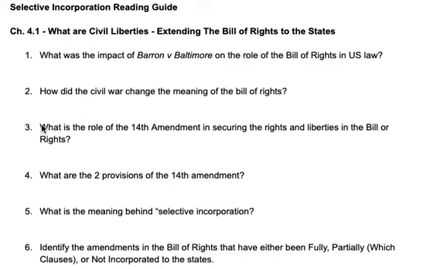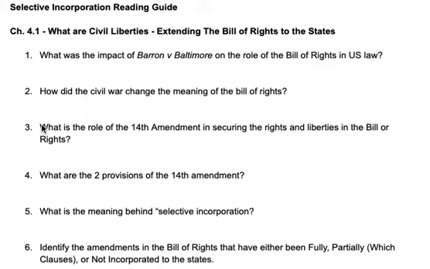And the third part is the Due Process Clause. The Due Process Clause is there to ensure that your life, liberty, and property are not taken from you without due process. So the government has to go through the proper steps before they can deprive you of life, liberty, or property.